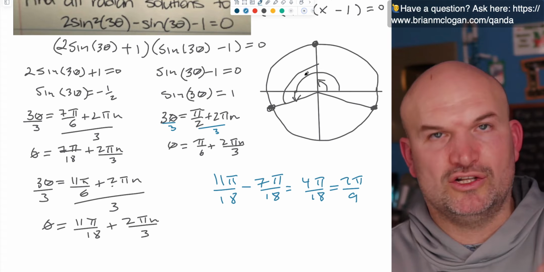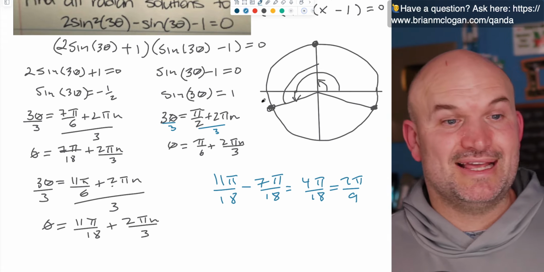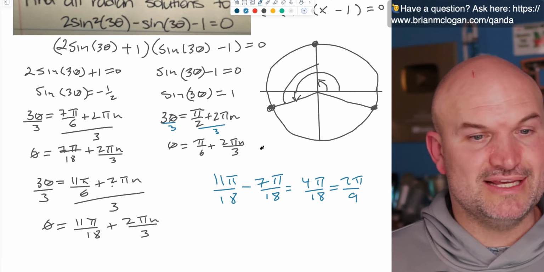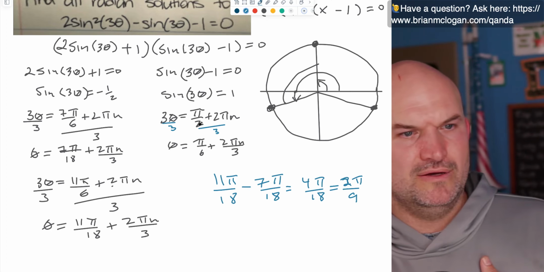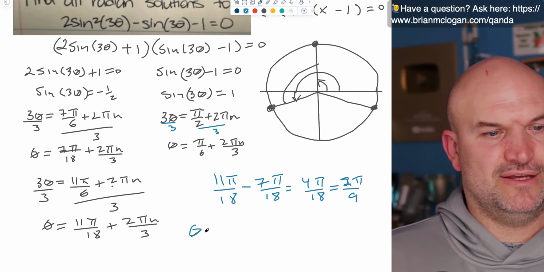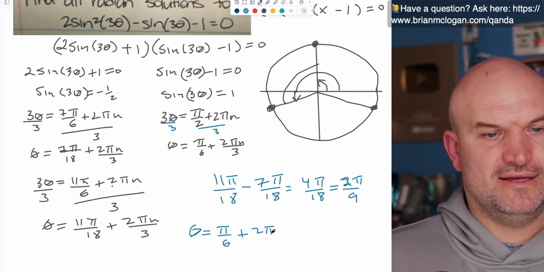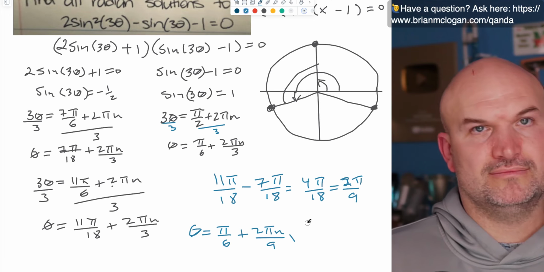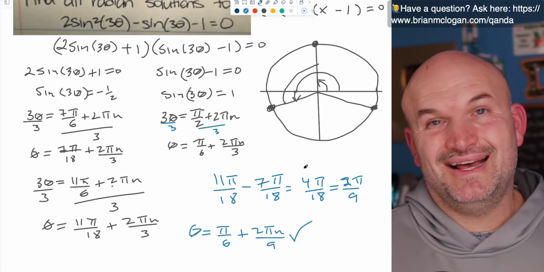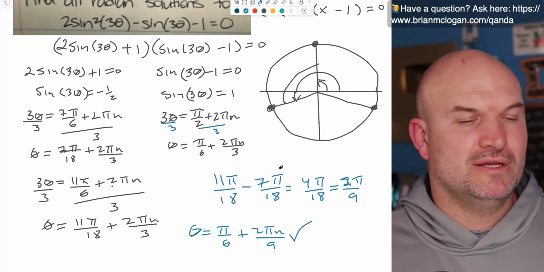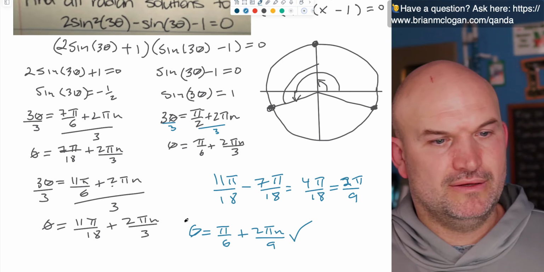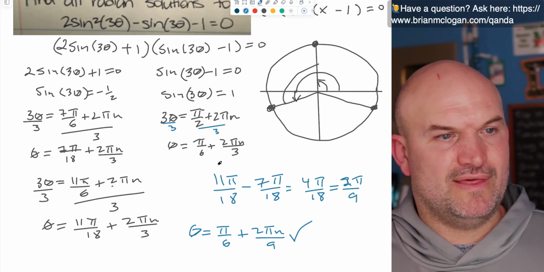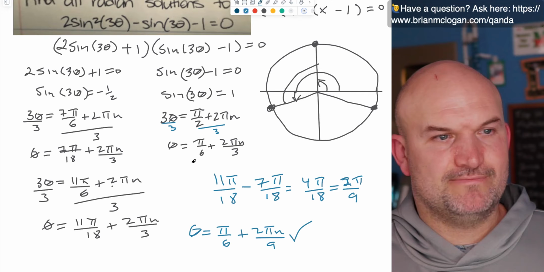And again, this is since they've all been divided by 3. So now what you can do is start with your smallest angle, which would be right over here. So my final answer is theta equals pi over 6 plus 2 pi n over 9. And because that's going to be, I know, to the next point. And again, maybe you're not really sure how that would work, but 2 pi n over 9 works in my case. So yeah, there we go.